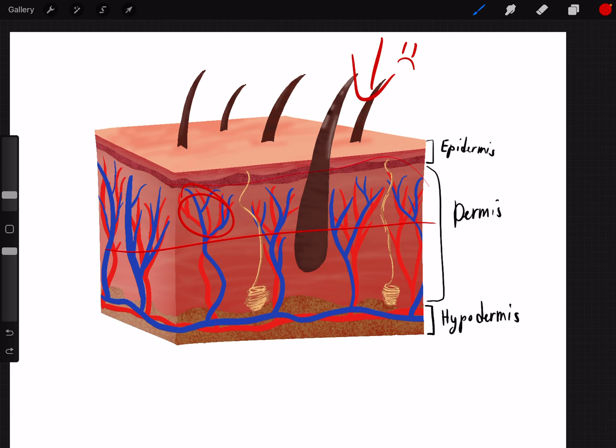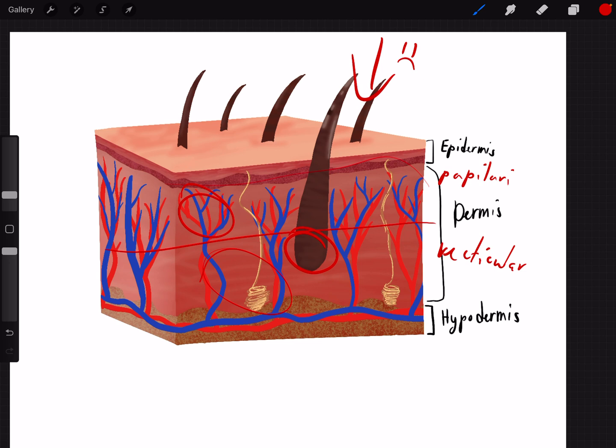And then the second part is your reticular dermis. I will actually write these. Your reticular dermis. This has the rest of your blood vessels and connective tissue. Also has the base of your hair follicles, oil, sweat glands, nerves, fat cells, that kind of stuff. And yeah. And then we have your hypodermis.